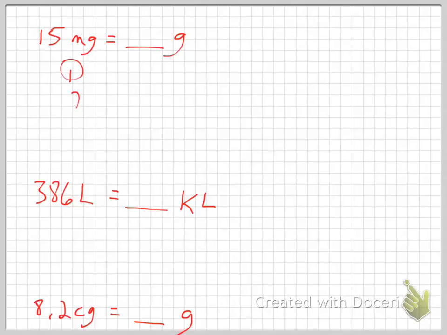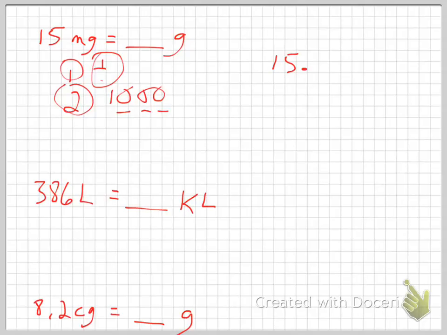First step, decide if this is multiply or divide. Milligrams to grams is small to big. That means you divide. How many milligrams are there in a gram? 1,000. We already did this. So I have 15. What does divide mean? Move it to the left. How many spaces? Why 3? 3 zeros. So it was here. We go 1, 2, 3. What goes right here? A 0. So the answer is 0.015.